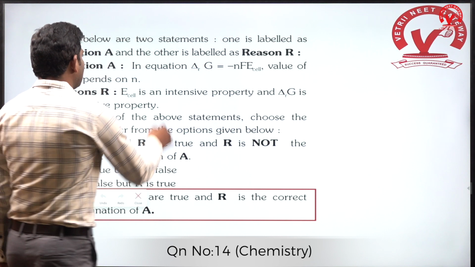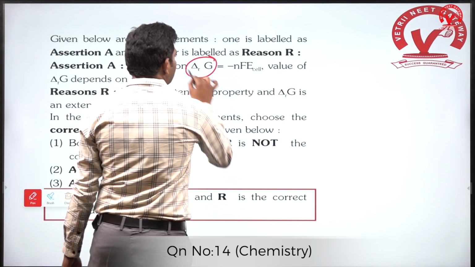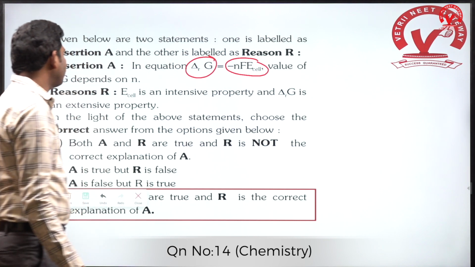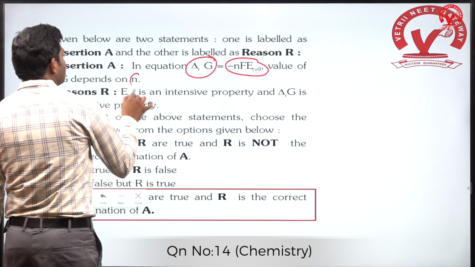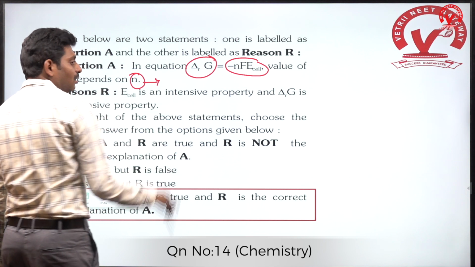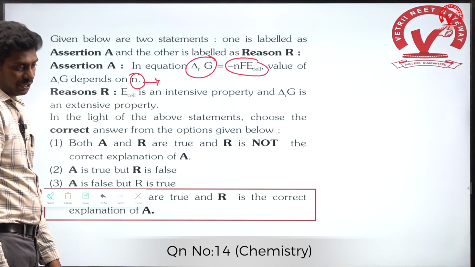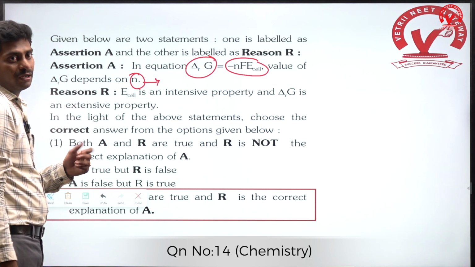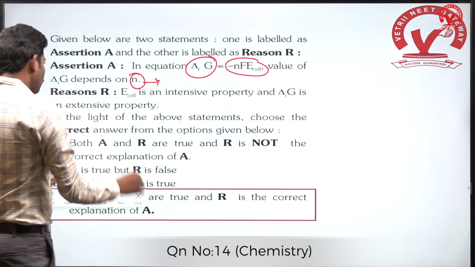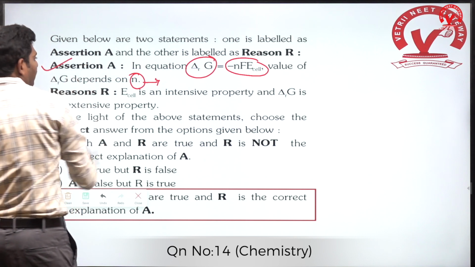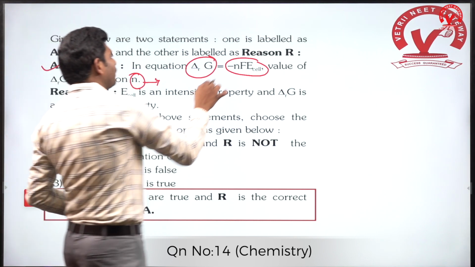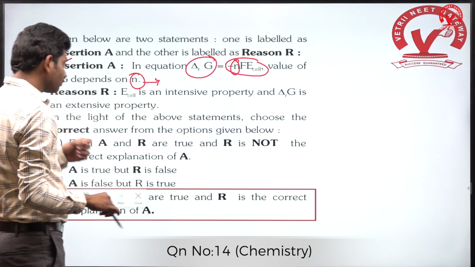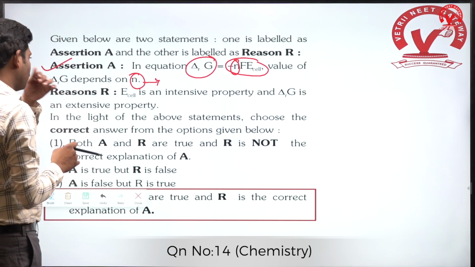So in the equation delta G is equal to minus nFE cell, the value of delta G depends upon the n. So n means number of electrons transferred in the cell reaction. So the assertion is correct. Why? Because it depends upon the n value, the number of electrons, and so it will depend upon the delta G.